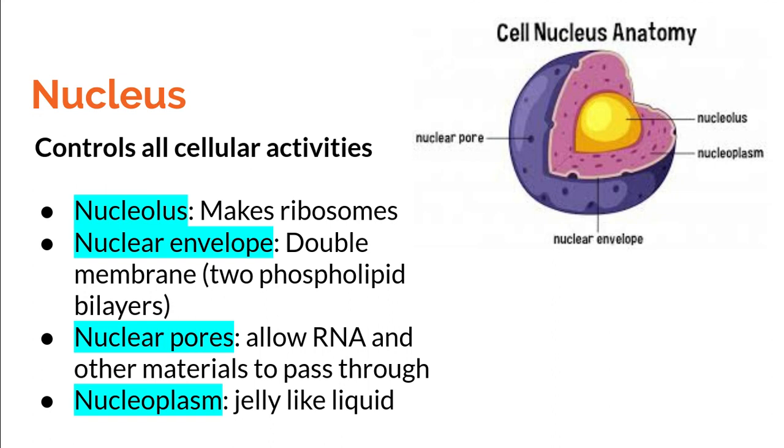But in the nuclear envelope, there are things called nuclear pores. So these are channels that do allow things like RNA and other materials to pass in and out of the nuclear envelope. Also within the nucleus, similar to a cell in general, there is a nucleoplasm. So that's like the cytoplasm of the nucleus. Again, a jelly-like liquid that helps hold things in place.